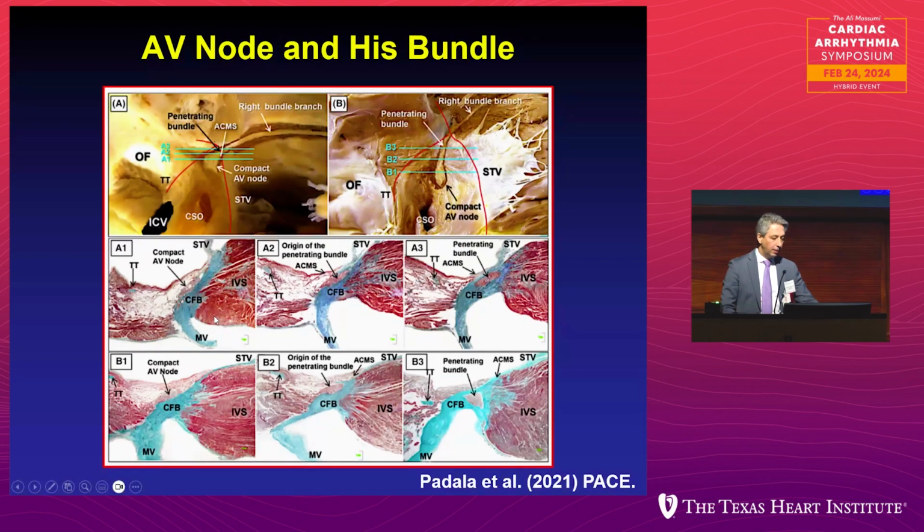And as you can see, his bundle is a fairly small structure, and it's encased in fibrous tissue. So one could understand why his bundle pacing has been quite challenging to achieve. And importantly, if you end up in this area and you lose capture of the left bundle, then you don't have any backup right ventricular muscle capture.